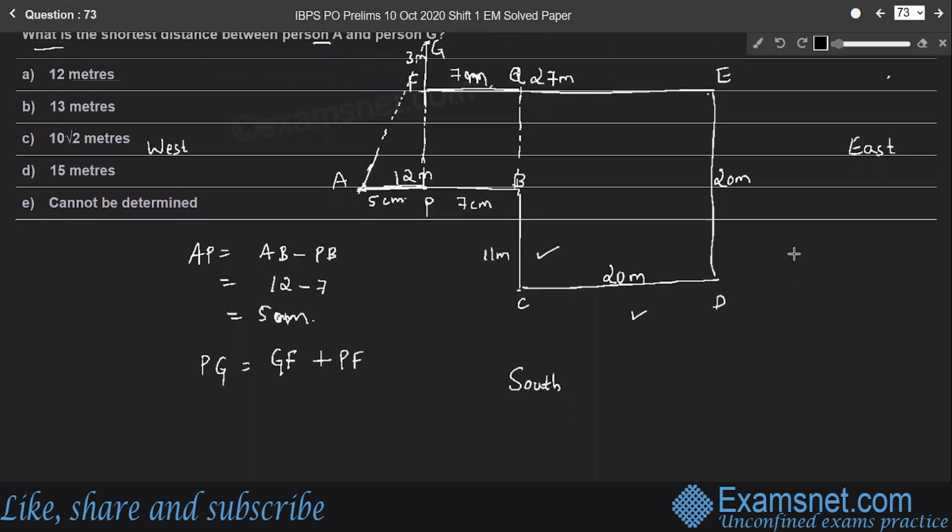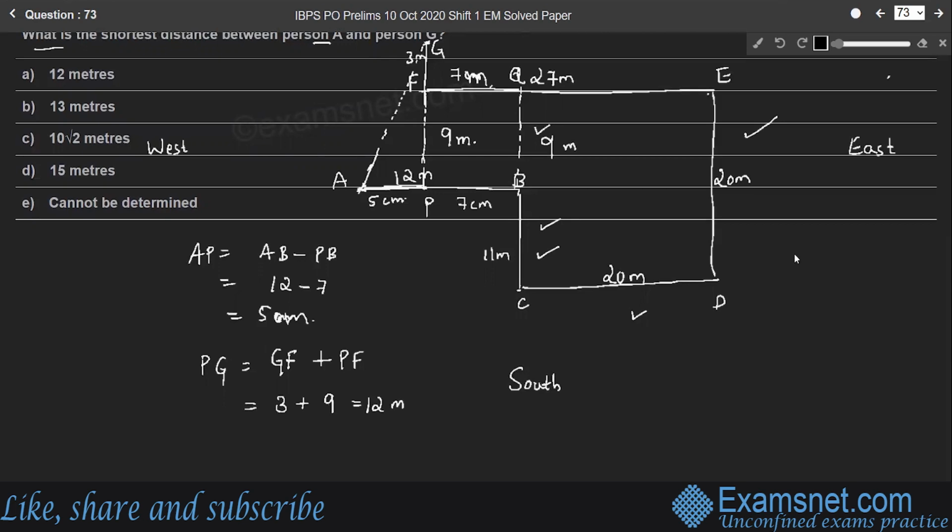It is QB, this 11 meter plus QB, right? So what is QB? PF is equal to QB, right? QB is the whole distance QC minus BC. So what is QB then? From ED, 20 minus 11 gives QB, that is 9 meters. Therefore, PF also becomes 9 meters. Therefore, GF is 3, PF is 9, which is 12 meters.